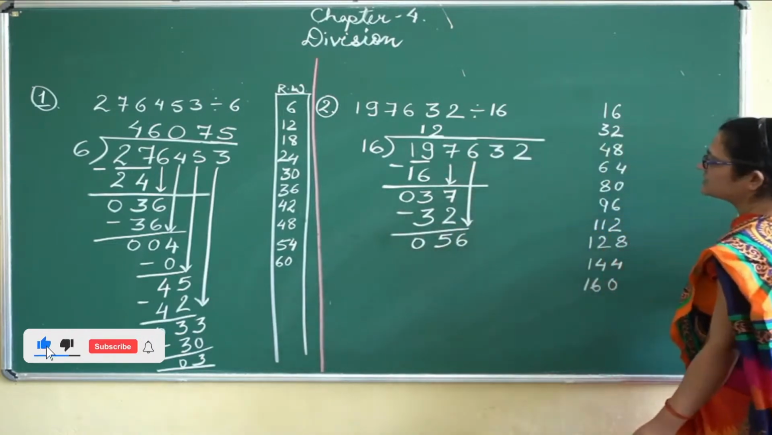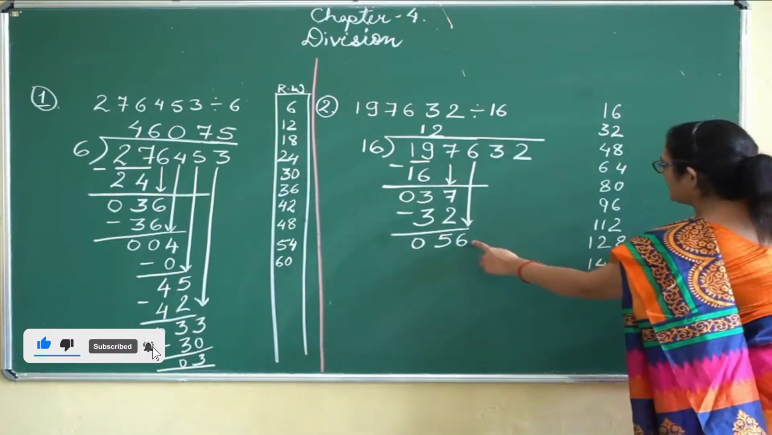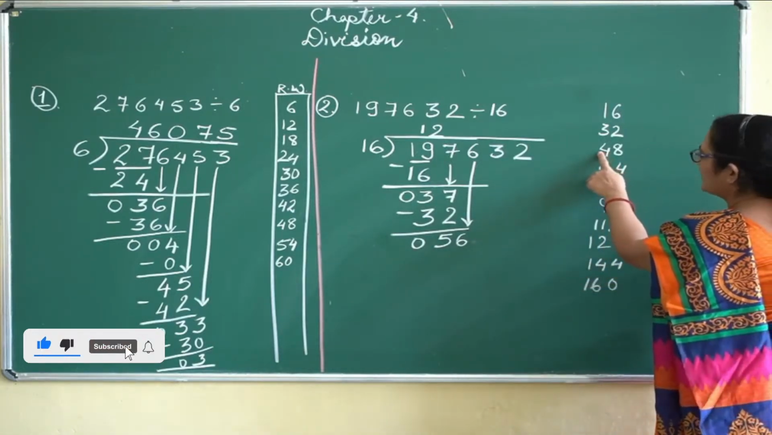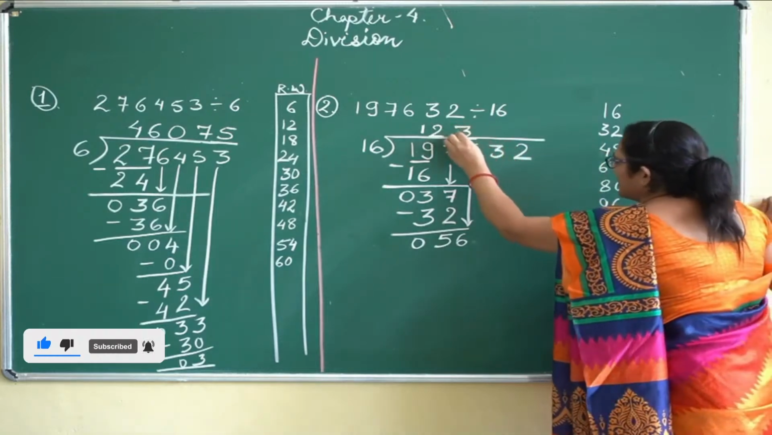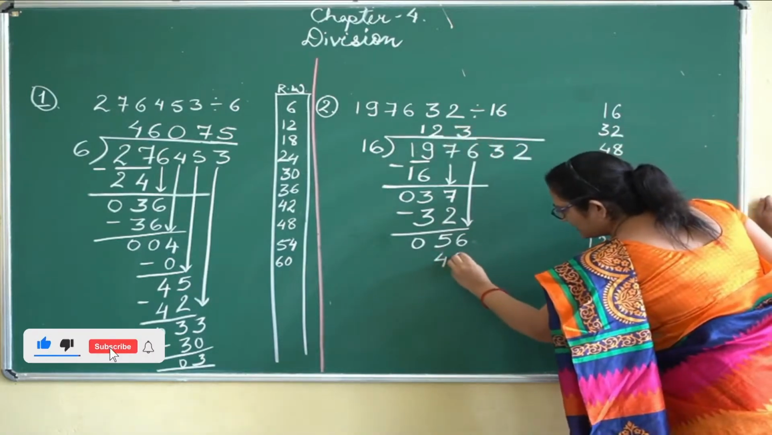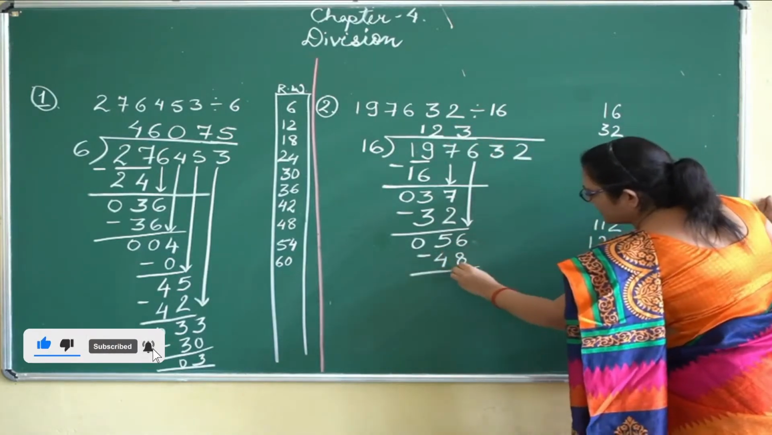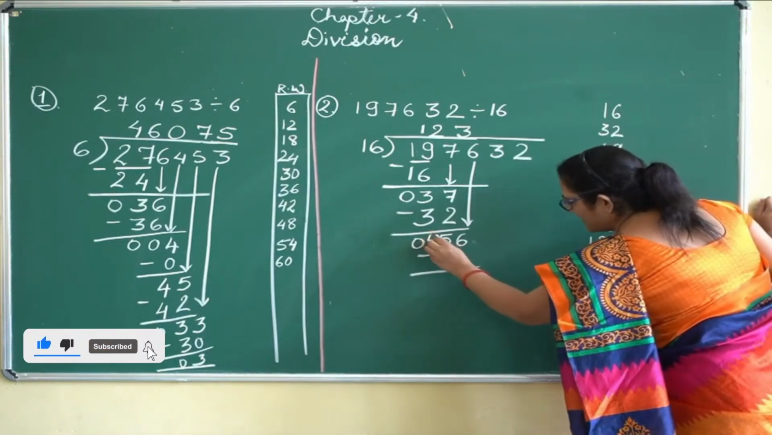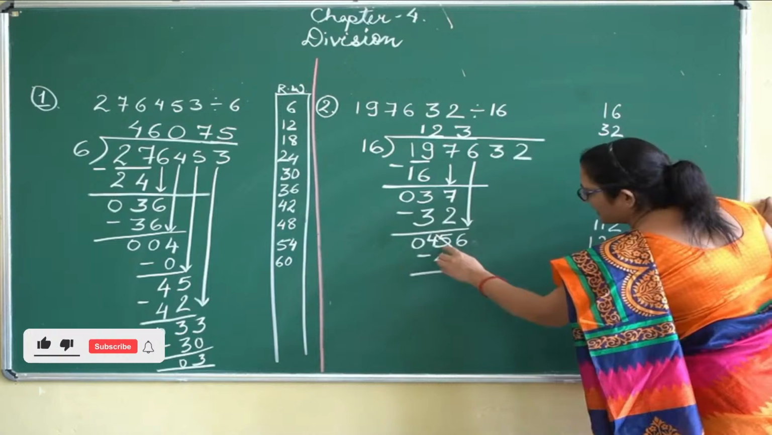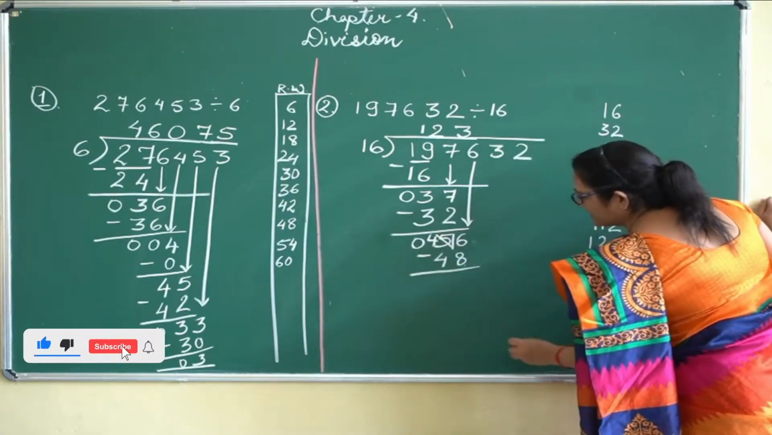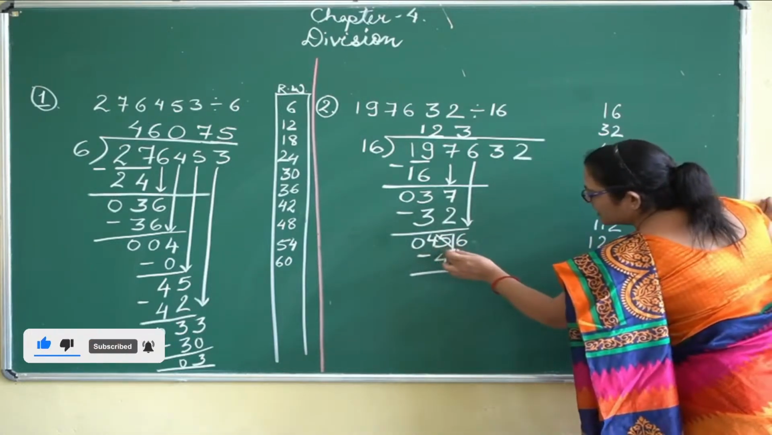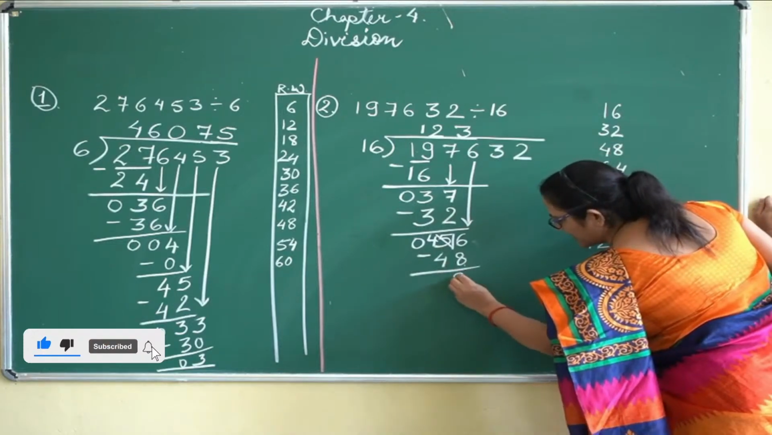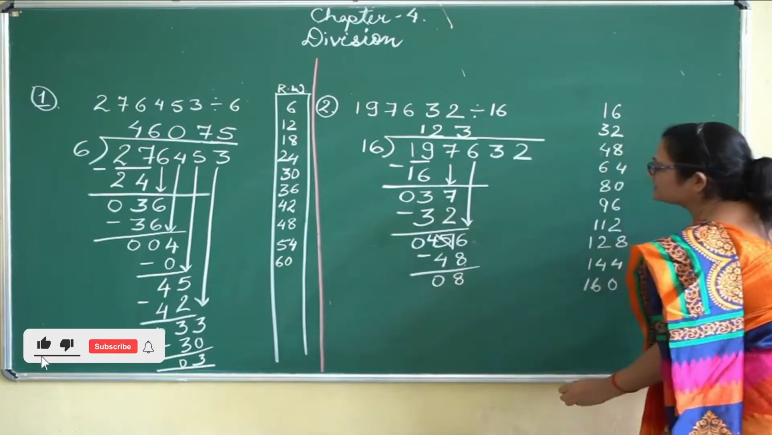Again we will see, does 56 come in the table of 16? No. What is smaller than 56? 48. So 16 3s are 48. Subtract. 6 minus 8, can we subtract? No. So what will we do? We will take a carry. We will cut 5 and write 4 and take the carry from 5. 5 becomes 4 and then 6 becomes 16. 16 minus 8 is 8. 4 minus 4 is 0.